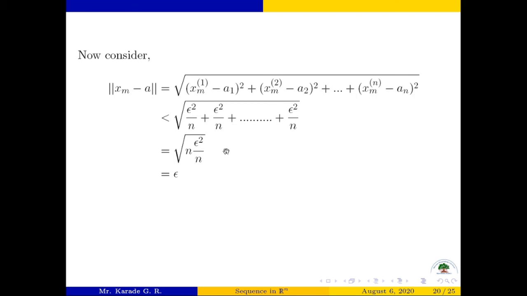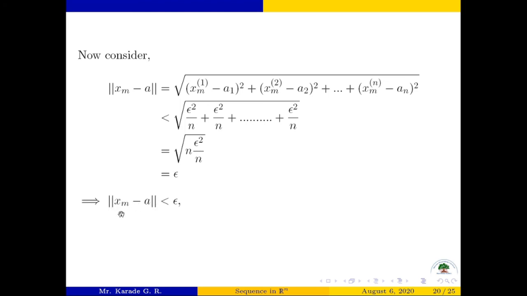Okay, so this is the addition of epsilon square upon n, and it is how many times? It is n times. So we write here n into epsilon square upon n into the square root. So n will get cancelled, and inside the square root it is left only epsilon square, and square root of epsilon square is epsilon. So finally we can say that this norm is less than epsilon.